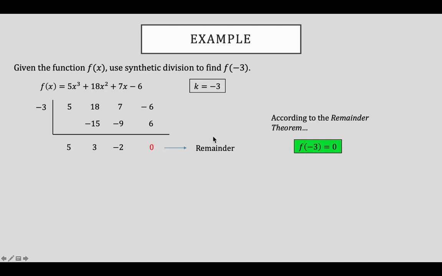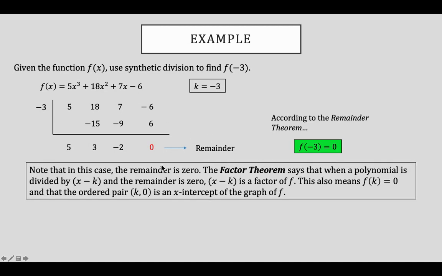Now, there is something extra special about this case. If the remainder is 0, like we see here, the factor theorem says that when a polynomial is divided by x minus k and the remainder is 0, x minus k is a factor of our function f of x. This also means that f of k is equal to 0. And again, that's what we just found here.